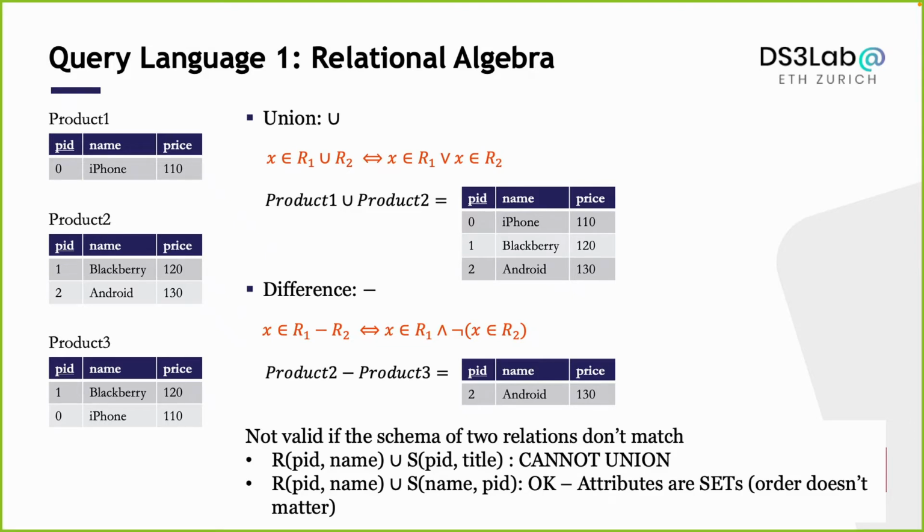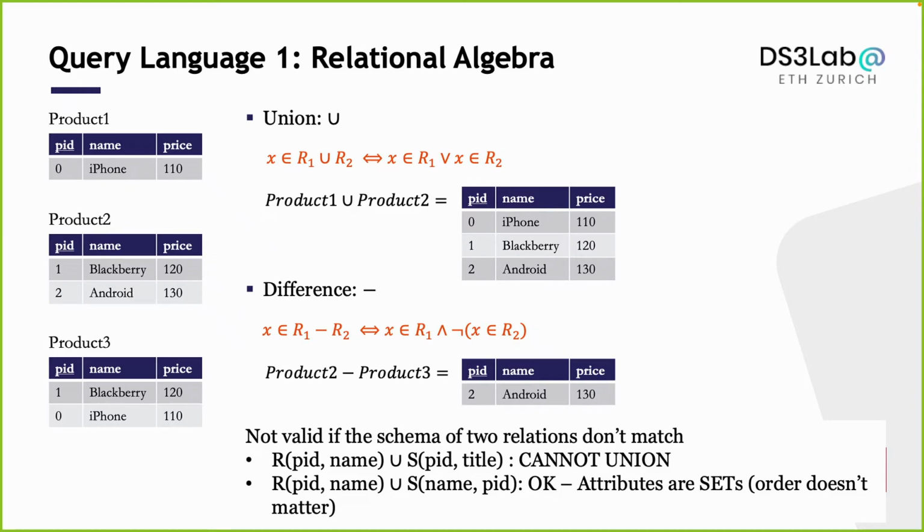Another corner case: if I give you two relations and I write down the schema like this, relation R with the schema PID and name, and relation S with the schema name and PID, is it okay to union them? They look different. The first one puts the PID first, the second one puts the name first. This is a case where you are able to do it.